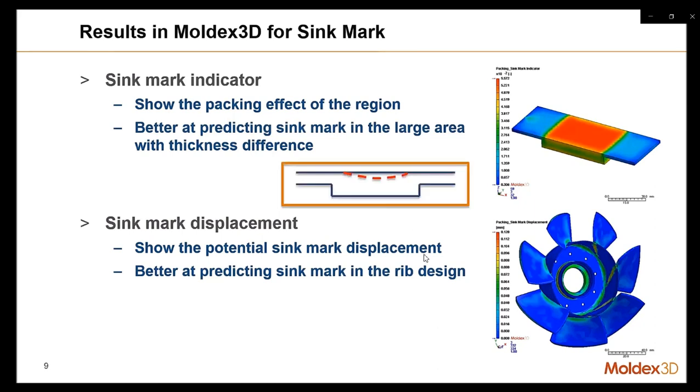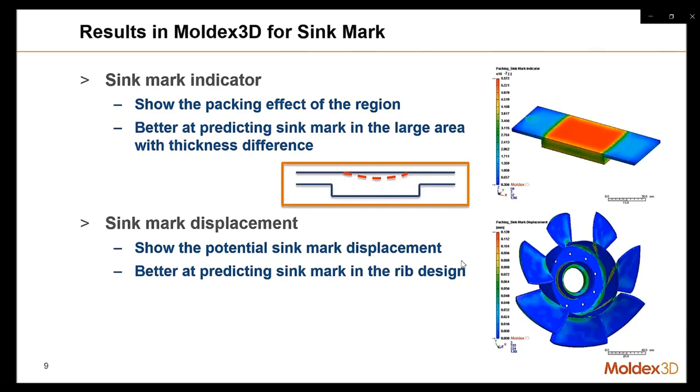And this result is better for a sink mark in a larger area. So just like this remark, if we have this kind of structure, we have a rib design, and this rib with a very thick area. So we have this structure with thickness variation in large area. Sink mark indicator is very great for this situation. It can help us to predict if there is the risk of the sink mark will be generated or not.